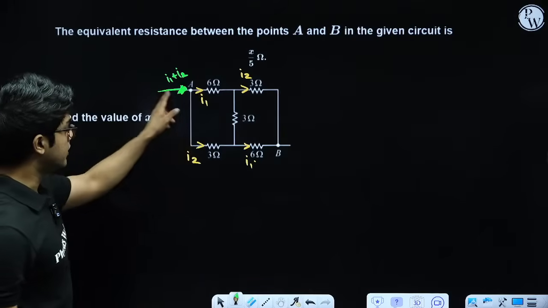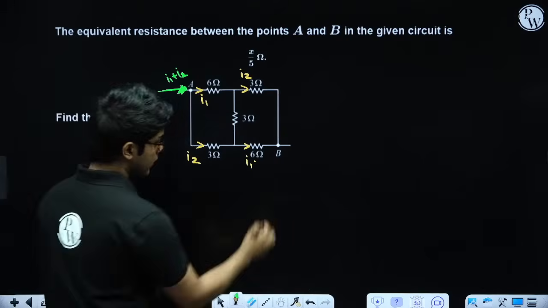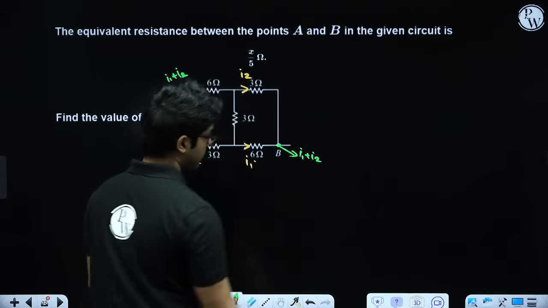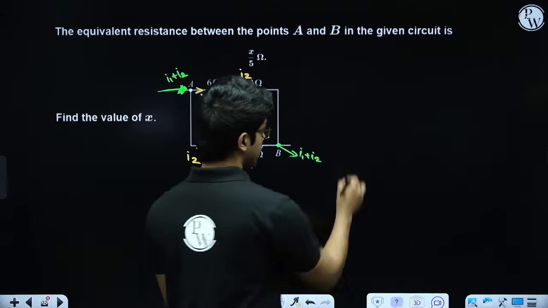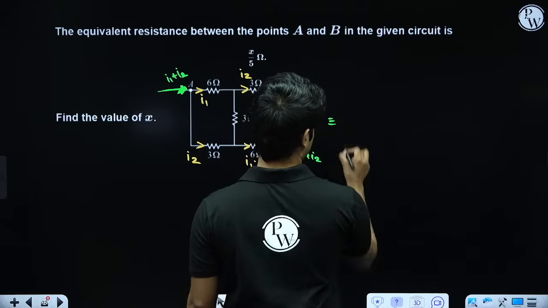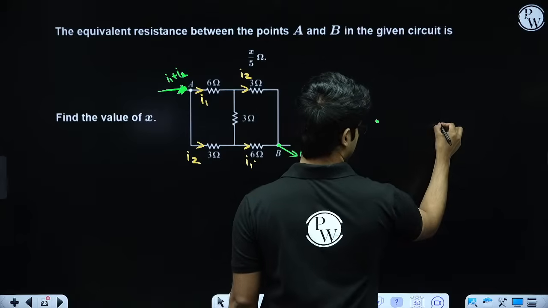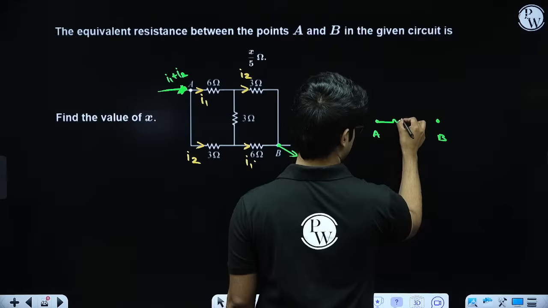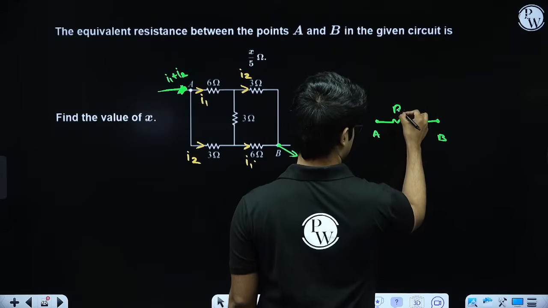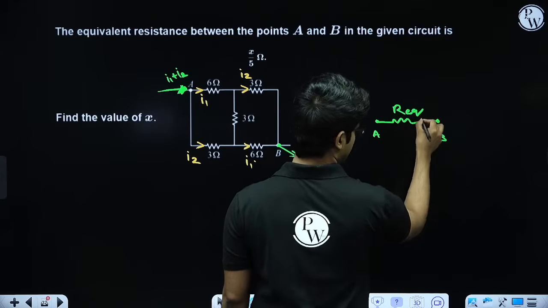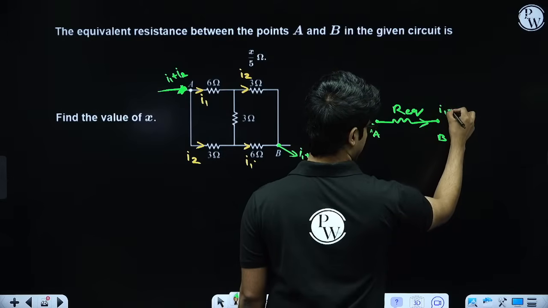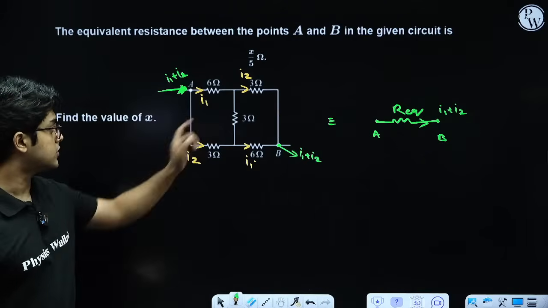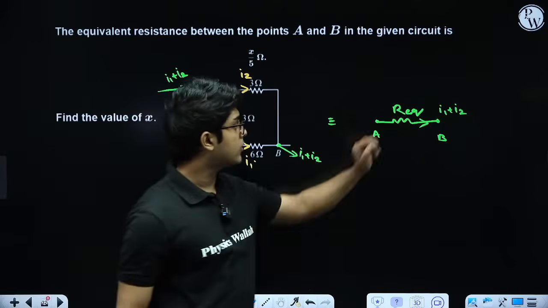Right? The total current entering is I1 plus I2. Similarly, the total current leaving is also I1 plus I2. Okay. So if I want to draw an equivalent circuit, we'll have the nodes A and B, and in between we'll have an R equivalent. Okay, and the current in this branch will be I1 plus I2. Okay, this will be the equivalent circuit for this particular circuit, and it's this R equivalent that we have to find.